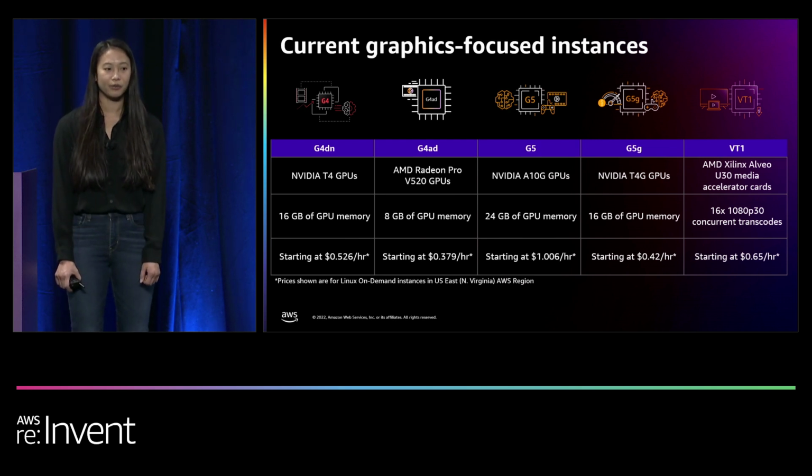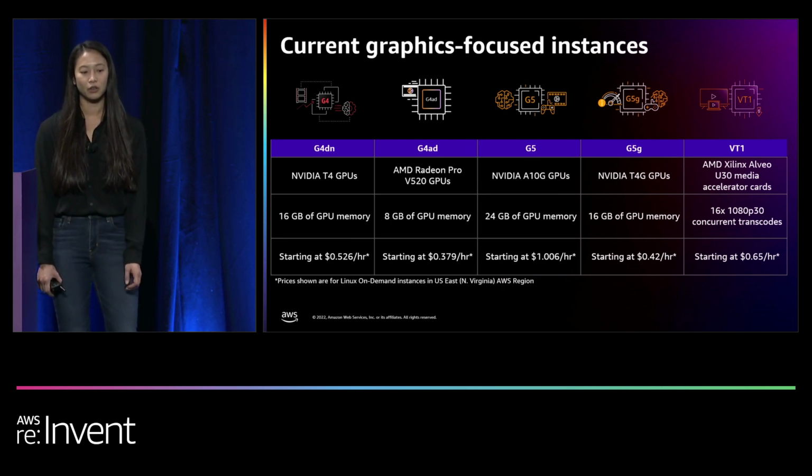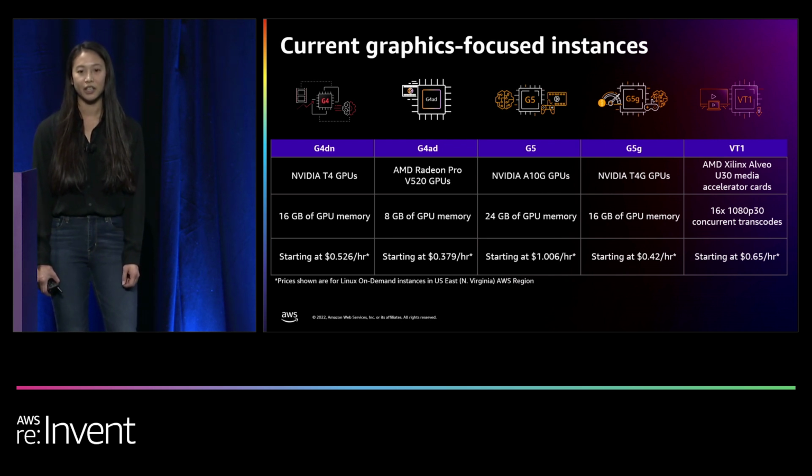And lastly, we have our VT1 instances. These are purpose-built for live, low-latency transcoding workloads with user-generated content. They feature AMD Xilinx Alveo U30 media accelerators, which can support up to 16 concurrent streams of 1080p content at 30 frames per second.